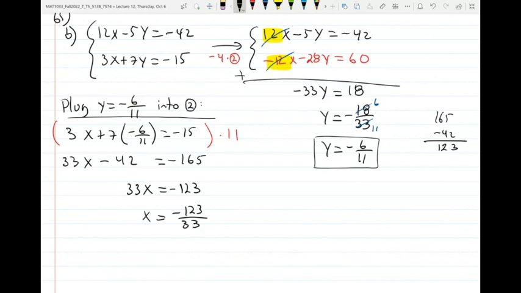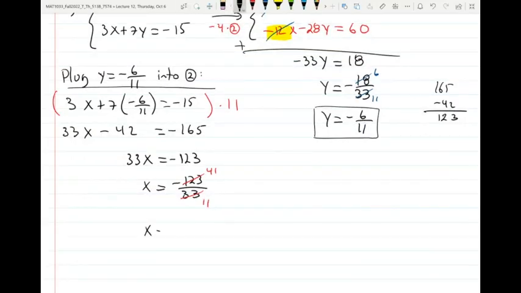Remember, the divisibility rule by 3 is if you add the digits and you get a multiple of 3, then the number is divisible by 3. So 1 plus 2 plus 3, that's 6. That's a multiple of 3, so we can divide. So divided by 3, you get 41, right? And here you get 11. But negative. So we get negative 41 over 11.